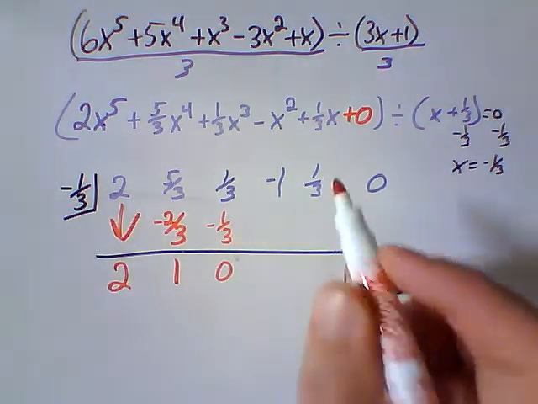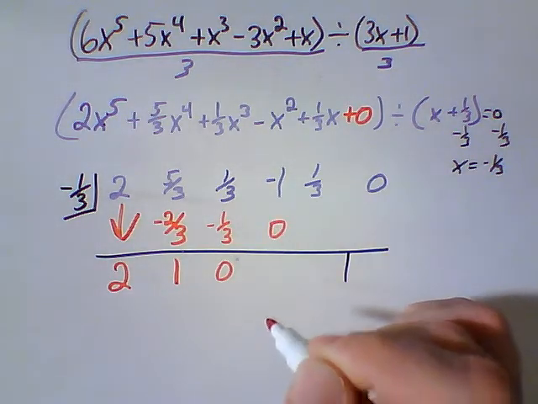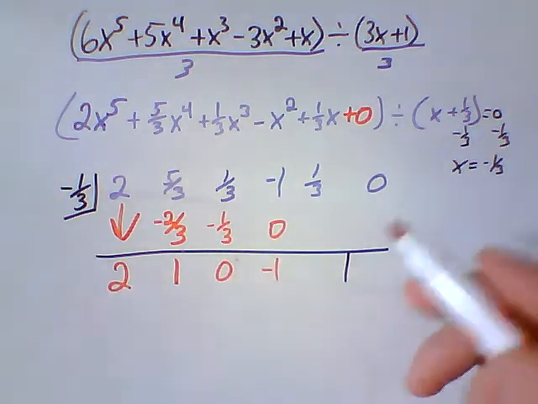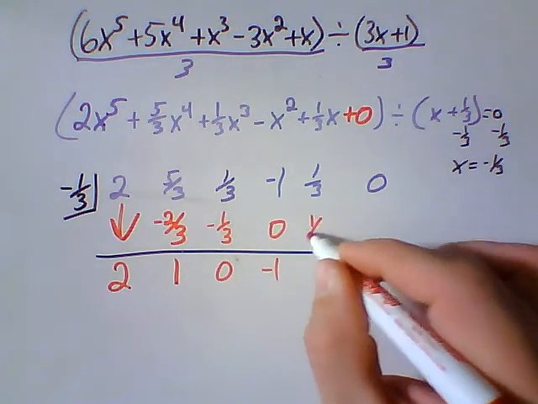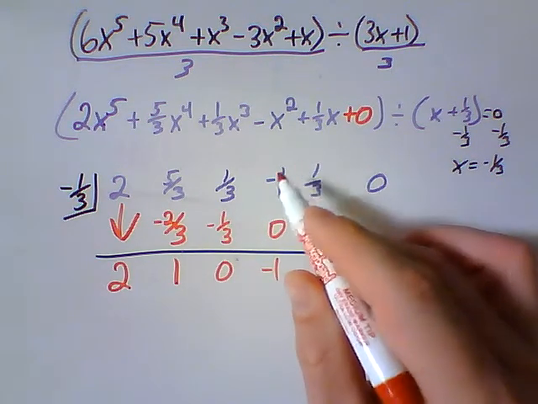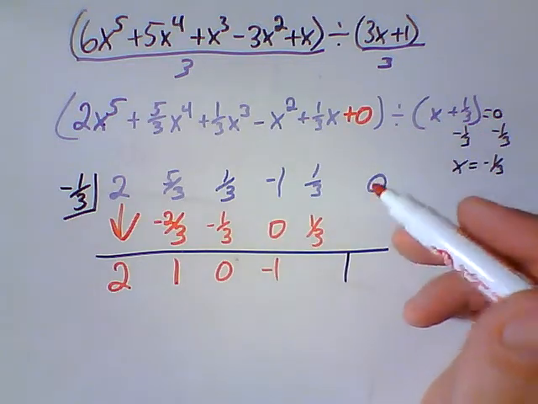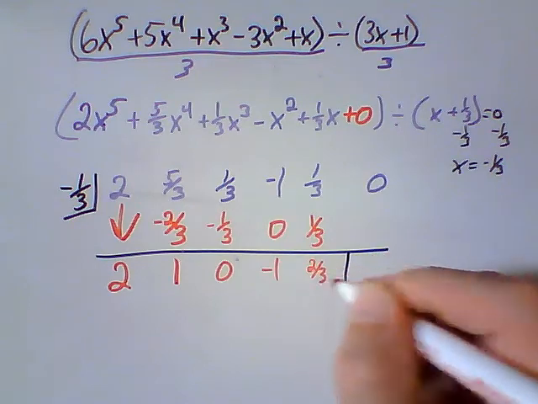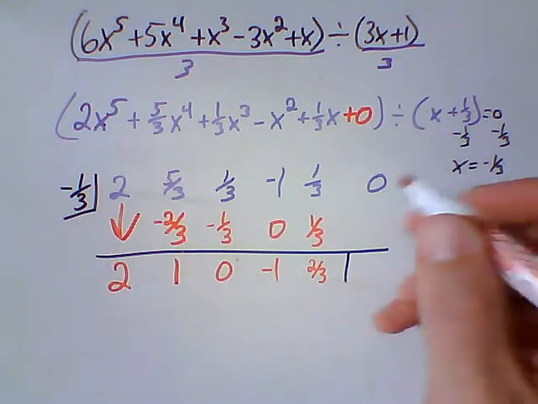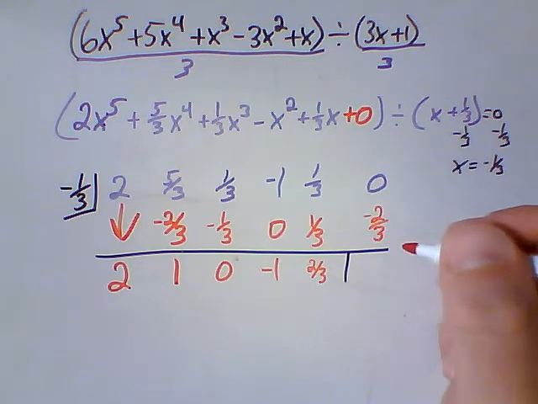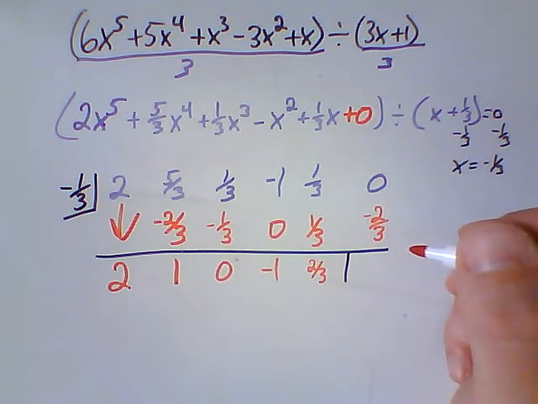Alright, 0 times negative 1/3, that's 0. 0 plus negative 1, that's negative 1. Negative 1 times 1/3, that is negative 1/3. Oh, so close. If that had been a positive 1, this would have been beautiful. Oh well. 1/3 and 1/3, at least I can add, that's 2/3. And 2/3 times negative 1/3, that's negative 2/3. Right?